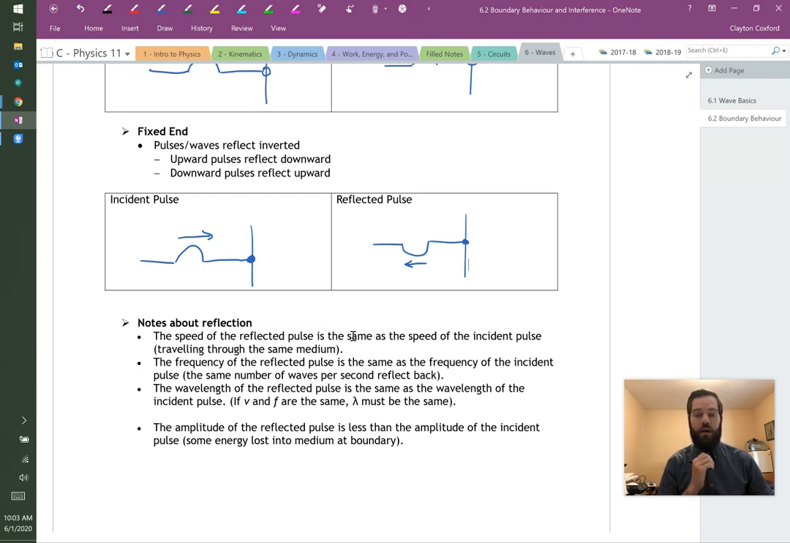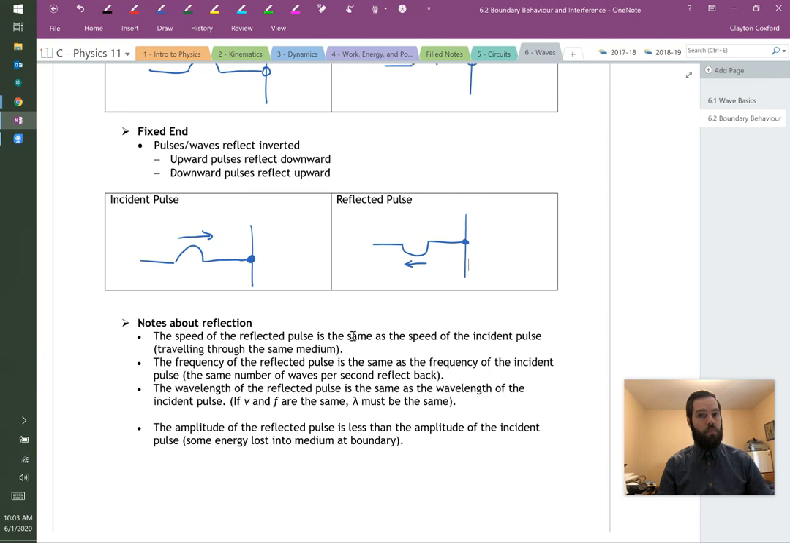And then because of both of those being the same, the speed and the frequency being the same, that means that the wavelength has to be the same, because the wavelength is related to the wave speed and the frequency from that wave equation. The wave speed is equal to the wavelength times the frequency. They're related to each other. And so because the speed and the frequency are the same, the wavelength is also going to be the same.